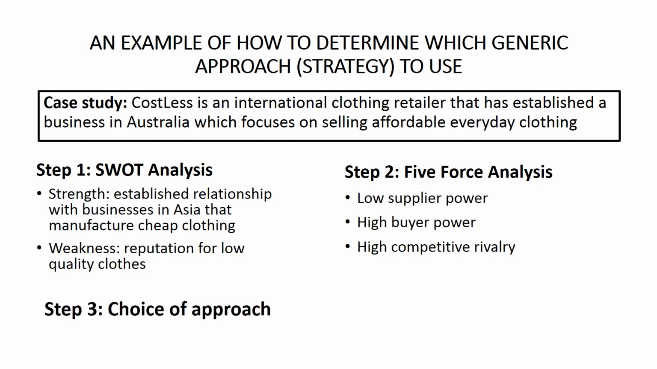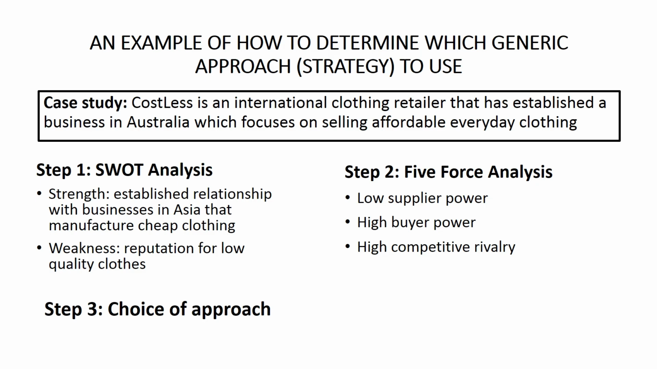Step 3 is to decide whether a lower cost approach or a differentiation approach gives Costless the best opportunity to maximise its competitive power. In this case, a differentiation approach is unlikely to be successful. This is because a weakness of Costless is that it has a reputation for low-quality clothing, and it'll be very difficult for Costless to change this reputation so that it becomes a high-quality clothing retailer.